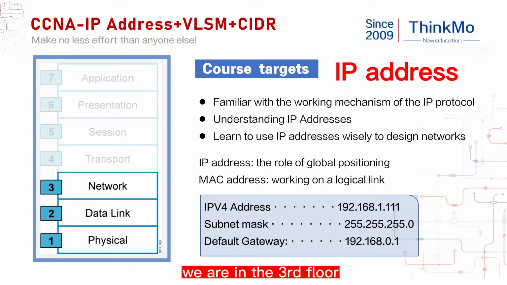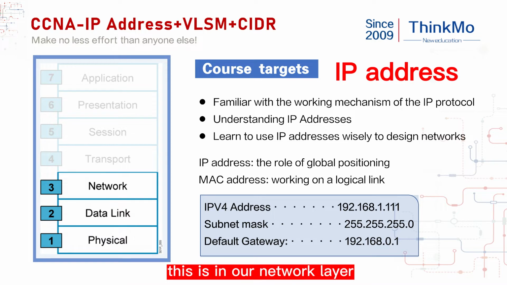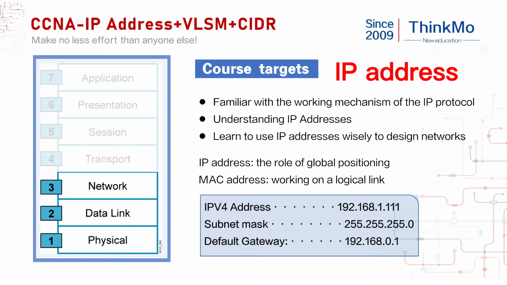We are on the 3rd layer. How to accurately find such an IP address, and how to achieve correct forwarding, this is in our network layer. These are the functions and responsibilities that the IP address provides. So our core today is all about IP addresses.